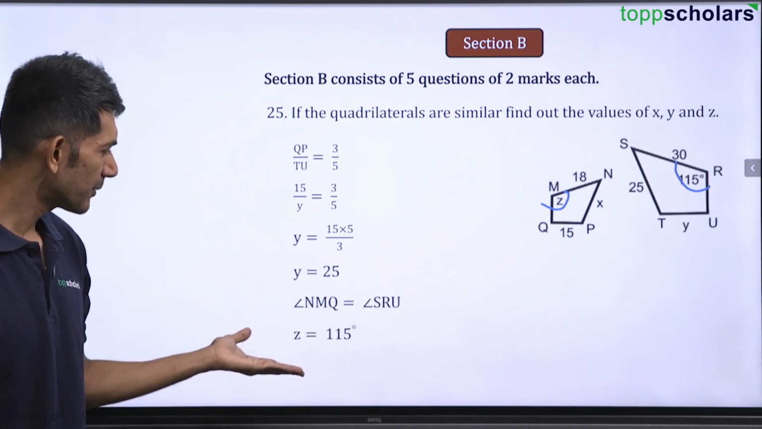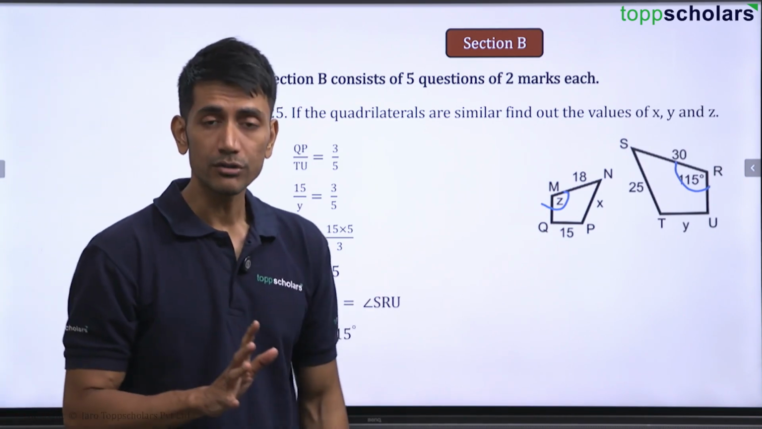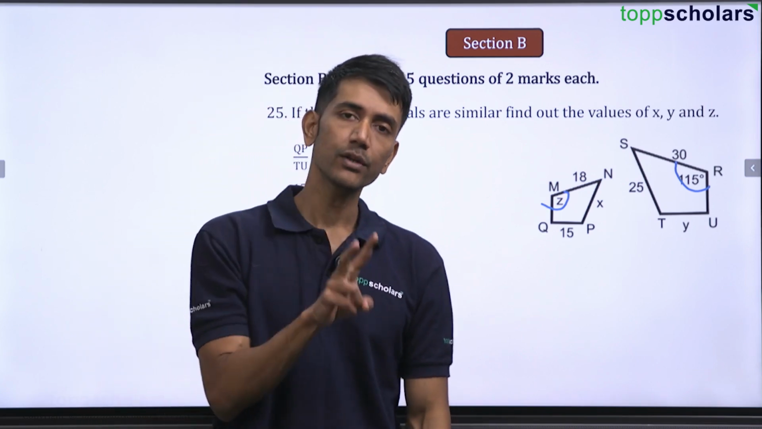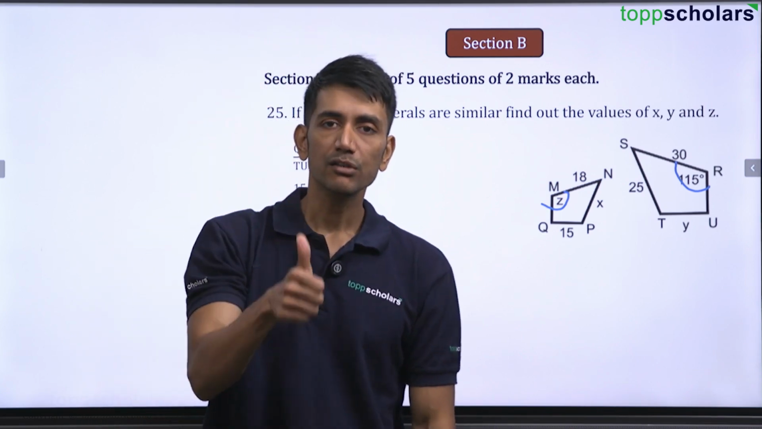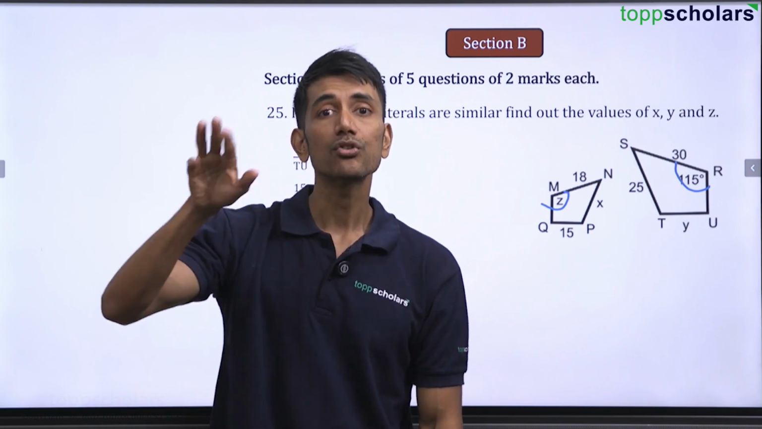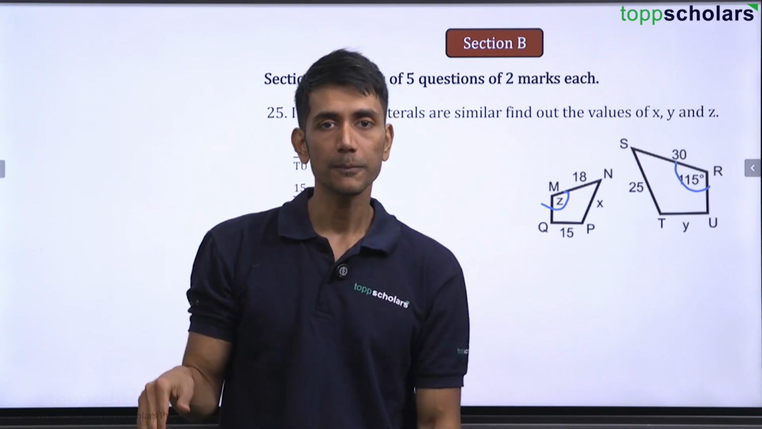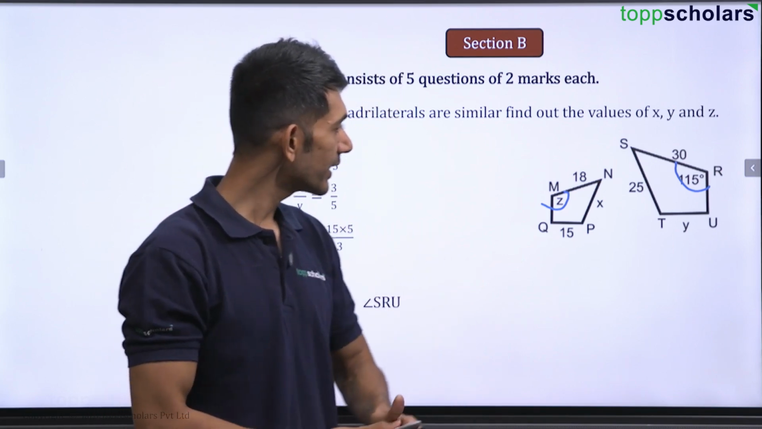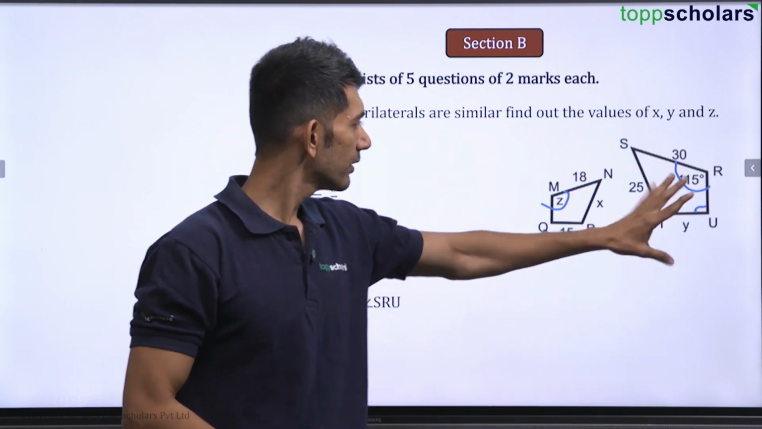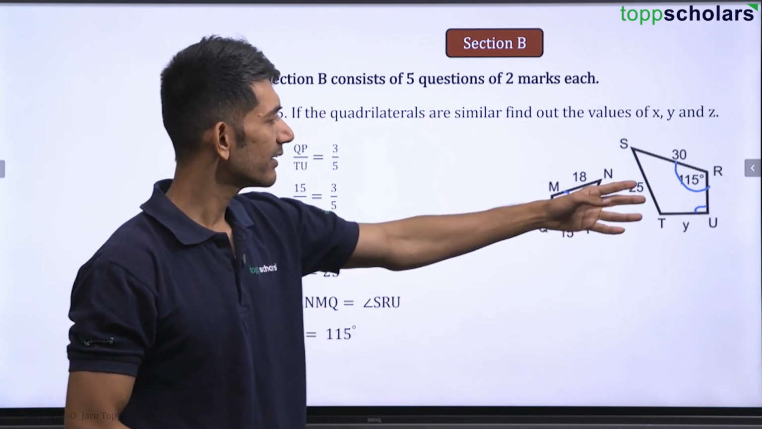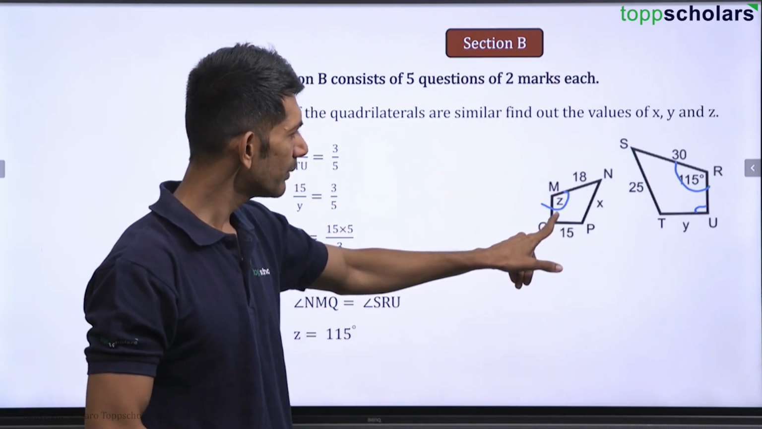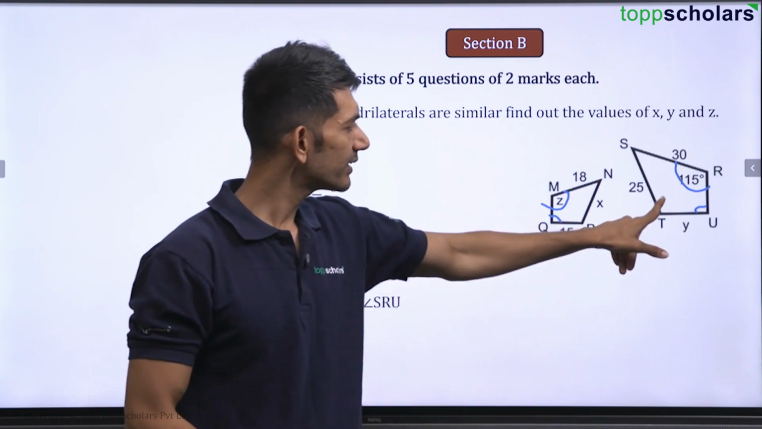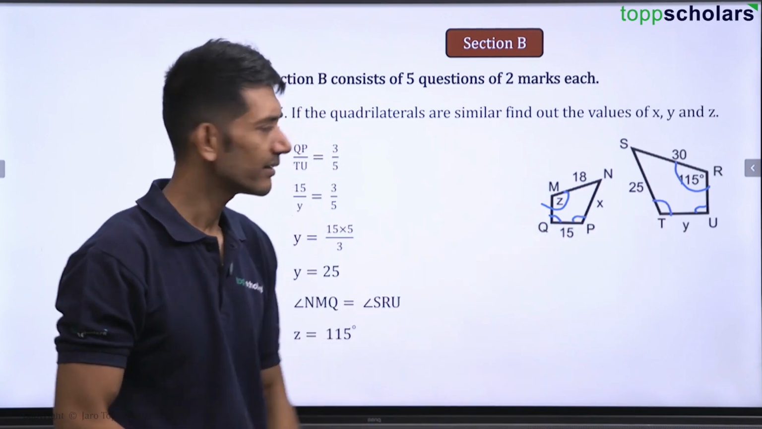No need to explain that. Okay, so what was the concept used? The concept was, if the two figures are similar, corresponding sides are in proportion. That means the ratio is equal. Second, corresponding angles are equal. So if they give you this angle as, say, 90 degrees, this will be 90. If they give you this as, say, 100, this will be 100, something like that.